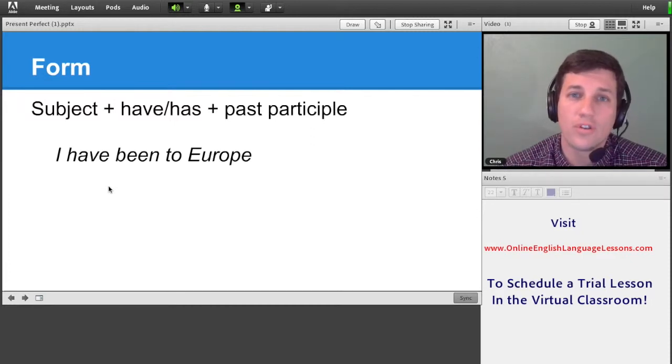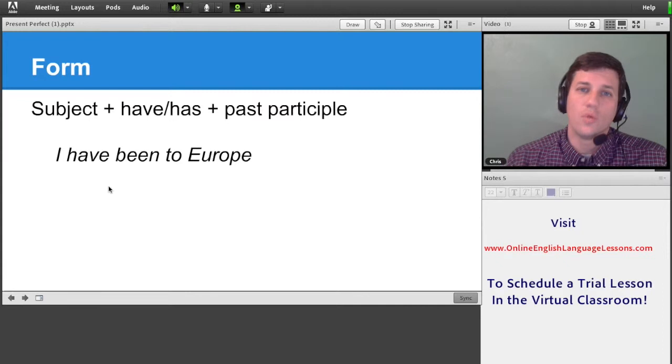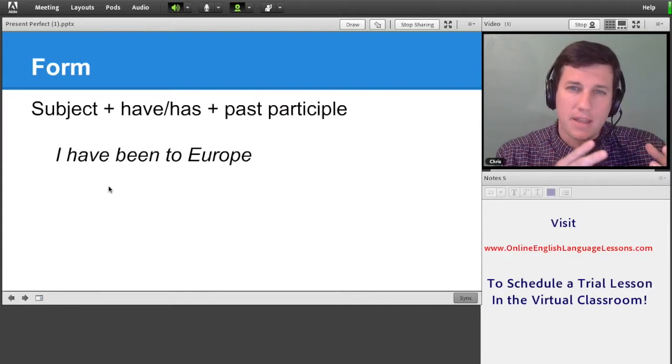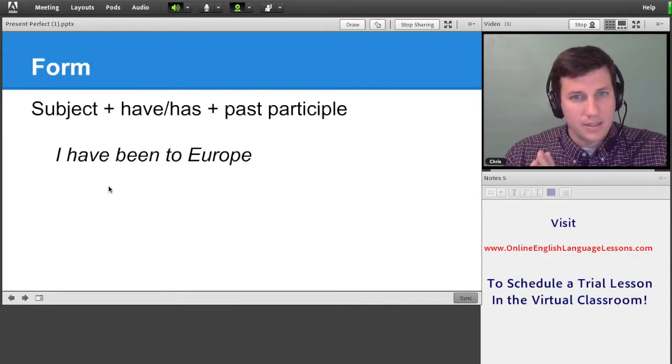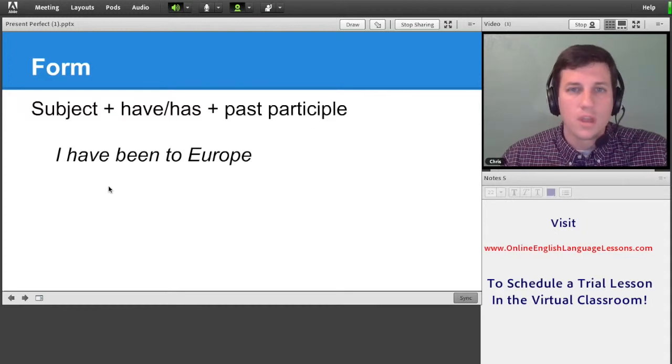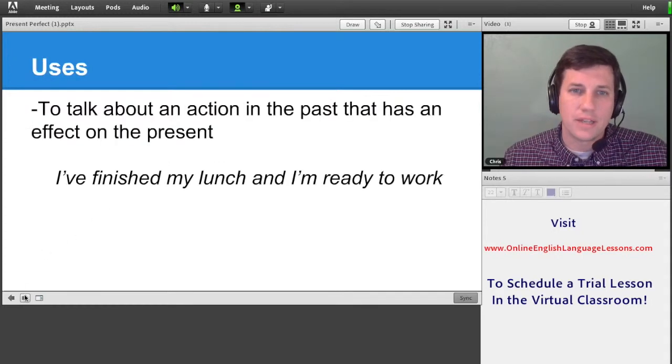The key to understanding the present perfect is that it has a connection to the past. So every time we're talking about something that's happened in the past, if it has a connection to the present, we're going to use the present perfect. When it's something that is not connected to the present, we're going to use the past simple. So we're going to explore that in a few ways.